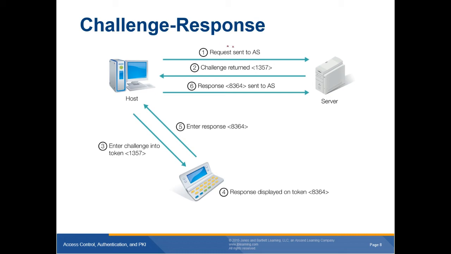You have one, request access up here, then two, challenge, and the token is sent. Three, enter the token number. You get the token back that was displayed here, and it goes back to my host, and then it comes back over to here. So you can see it's just a multi-step way of using this information.